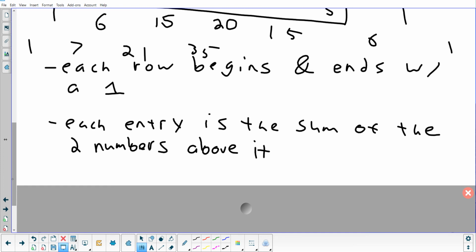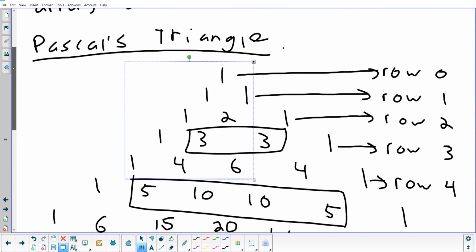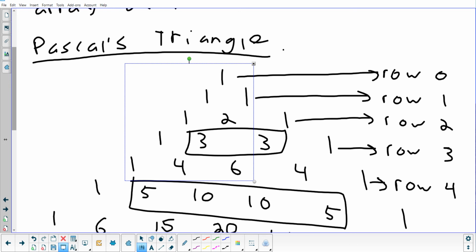Each entry is the sum of the two numbers above it. And the numbers in the nth row give you the coefficients in the expansion of a plus b to the n. Very important, you start counting with row 0. Okay. This is row 0, this is row 1, this is row 2. And when we talk about columns, we also start with column 0. So if you were looking at this number, that number is in row 4, column 1, 0, 1. That number is in row 5, column 0, 1, 2, 3. That's row 5, column 3.